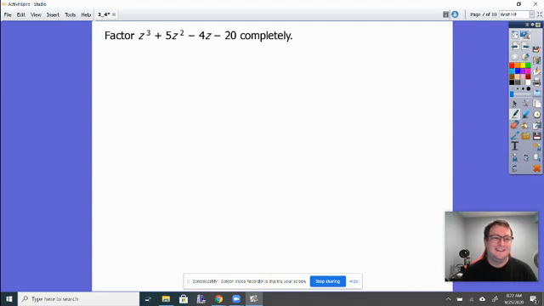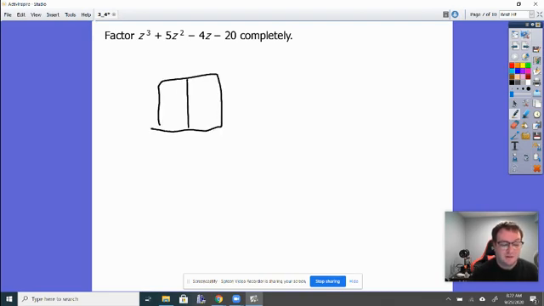Okay. These ones are actually easier, believe it or not, than the squareds because you don't have to do a diamond. Watch this. I'm just going to take the numbers and put them in my box. I'm going to put them in an order. I'm going to start with z cubed, 5z squared, negative 4z, and negative 20. I'm just going to throw them straight in the box.